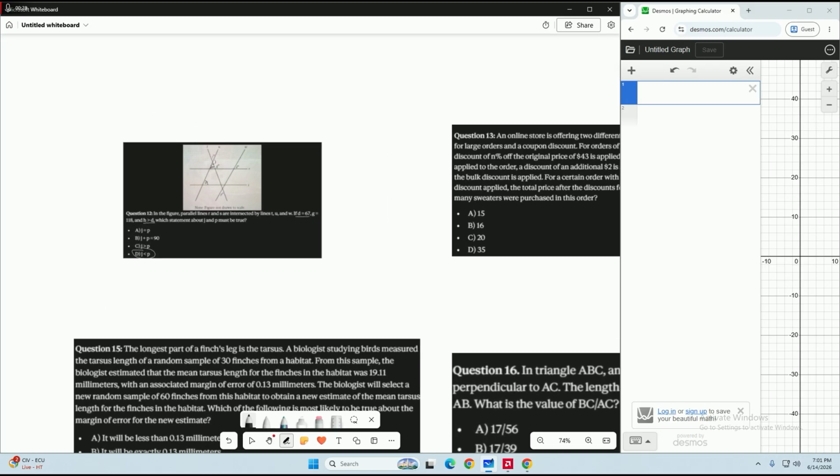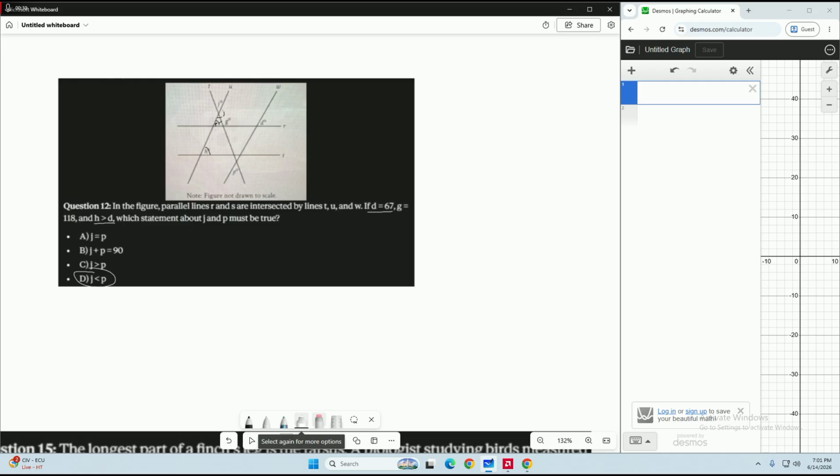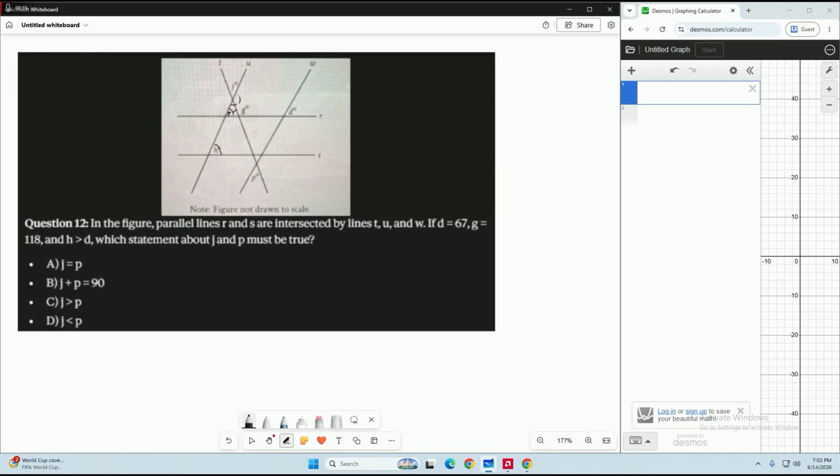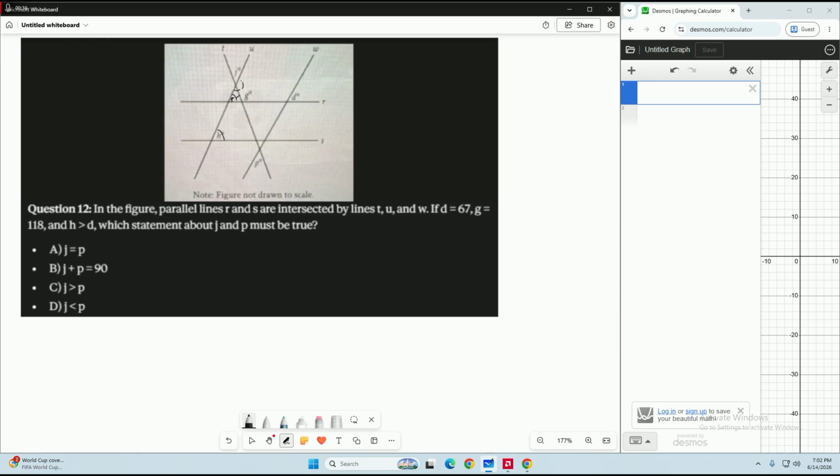Okay, so let's get into the first question. The first question reads that in the figure, parallel lines R and S are intersected by lines T, U, and W. If D is equal to 67, G is equal to 118, and H is greater than D, which statement about J and P must be true?